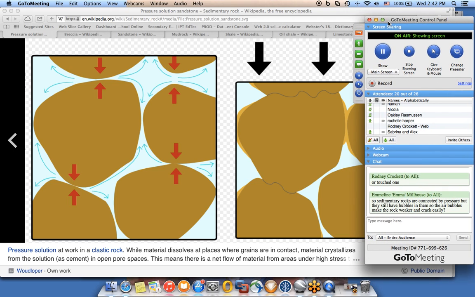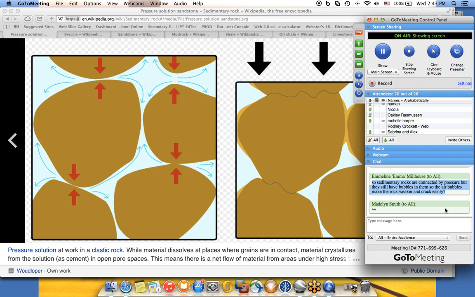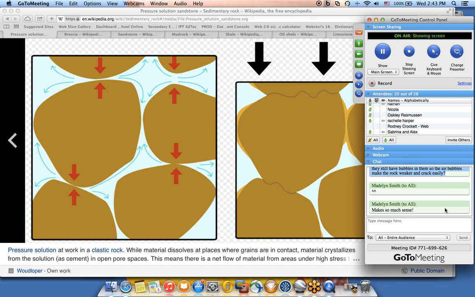All right, so sedimentary rocks are connected by pressure, but they still have bubbles in them, so the air bubbles make the rock weaker and crack easily. That is correct. So the same process that makes the sedimentary rock stick together, that cements the rock together, is also the process by which in the future the rock can crack apart.